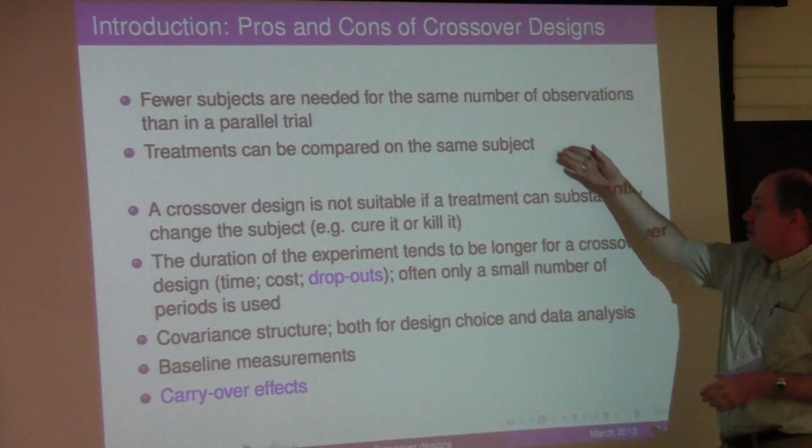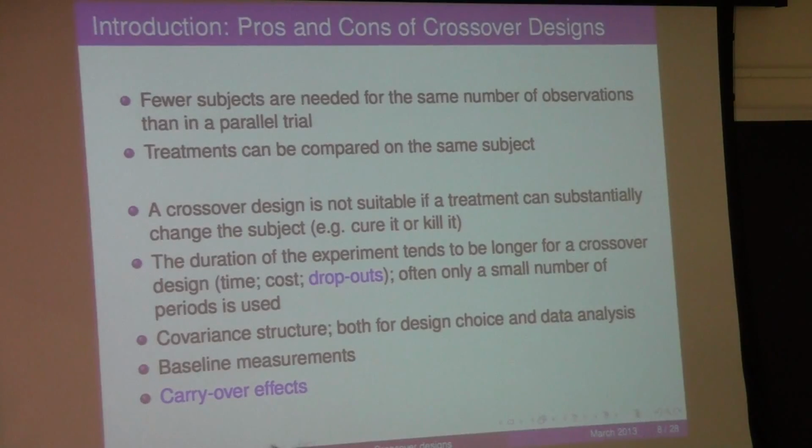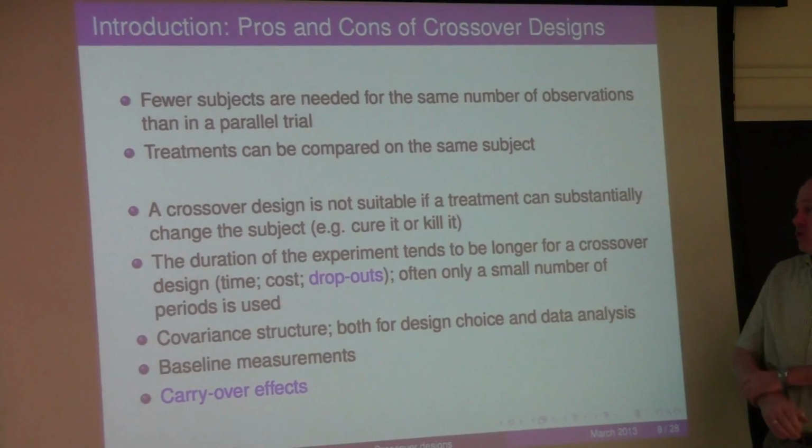The other advantage that's immediately clear from a crossover design is that treatments can be compared on the same subjects. And you would expect that such comparisons are more precise than comparing treatments on different subjects. Because if subjects are different, whatever comparison you make can be confounded, can have a larger uncertainty because of differences between the subjects. So if you can compare them within the same subject, you should get better estimates for the differences between the treatments. Those are two clear advantages of crossover designs.